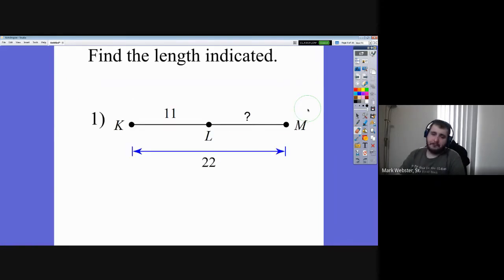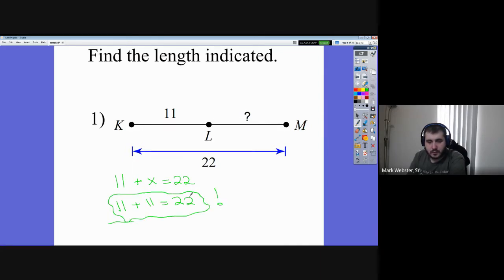Okay, first one. We need to figure out what the question mark is. What's the length of segment LM? Remember, part plus part equals whole. One part's 11. What's the other part got to be for everything to be 22? Somebody said it. 11, absolutely. 11 plus 11 equals 22. So this thing right here is 11.